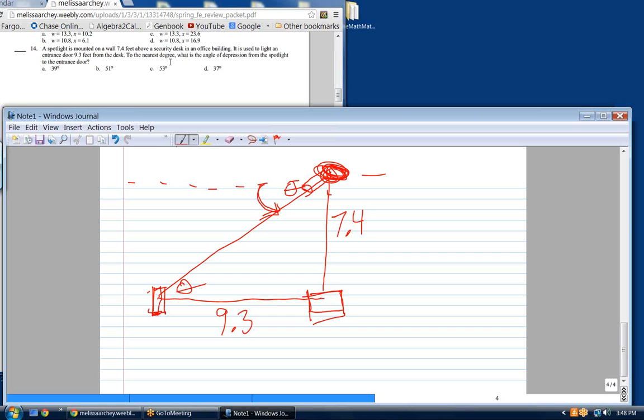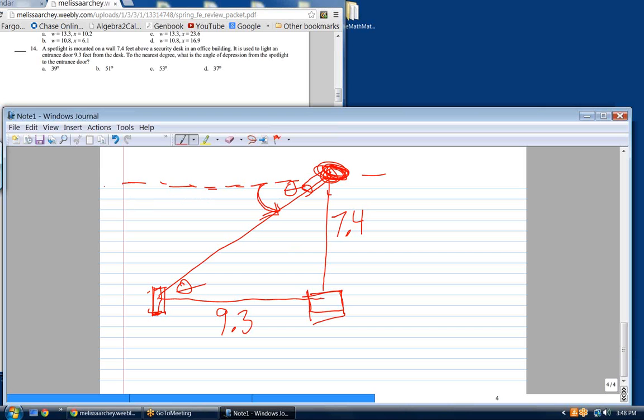So their question is, what is the angle of depression? Well, angle of depression means what is the angle made with the horizontal? Well, the angle made with the horizontal is this angle that I've shown right here. We'll call it theta. Unknown angles are typically theta. Okay, so how do we solve for this theta given this triangle?